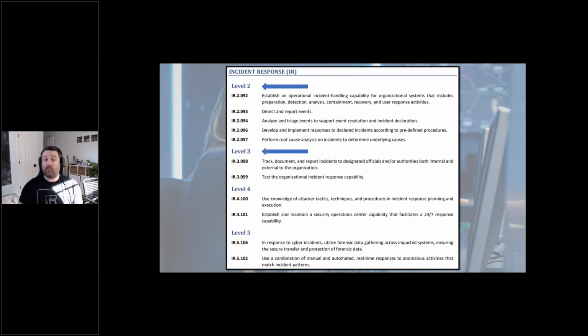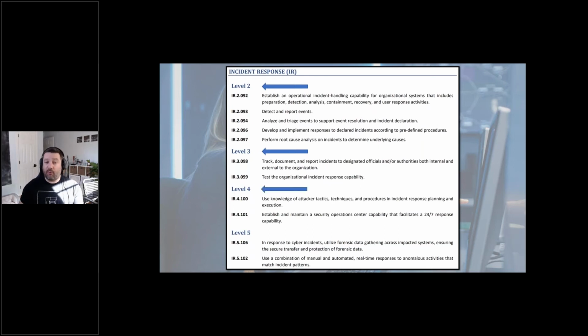Once we get to level 3, though, we're going to have to do some more things. We're going to have to test organizational incident response capability. So if Dave and Dawn's garden supply shop wants to bid on level 3 contracts, they need to have an IT infrastructure in place that can not only do these things, but document them and prove to an assessor that they're both documenting and doing that.